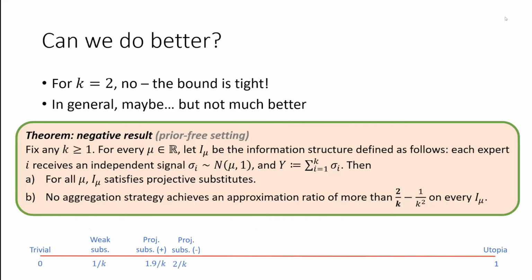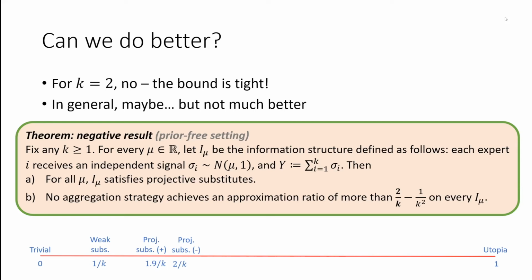So now you can ask, is it possible to do better? For K equals 2, the answer is no. Our bound is exactly tight. In general, maybe it's possible to do better, but certainly not by much. In particular, we have a 2 over K approximation negative result compared to our 1.866 over K positive result. And again, the way that this negative result works is via a class of information structures such that the aggregator cannot do well on all of them.